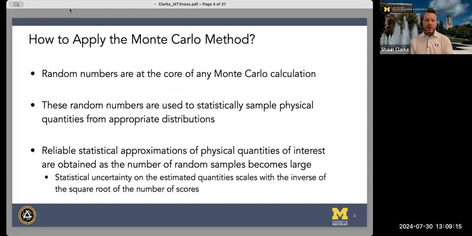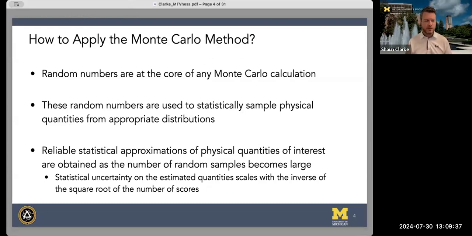So how do we actually apply it? Well, again, we need random numbers. So in essence, the Monte Carlo method is just sampling a bunch of random numbers and using those random numbers to predict the behavior of some physical process, right? So these random numbers can be used to statistically sample some physical quantity of interest.